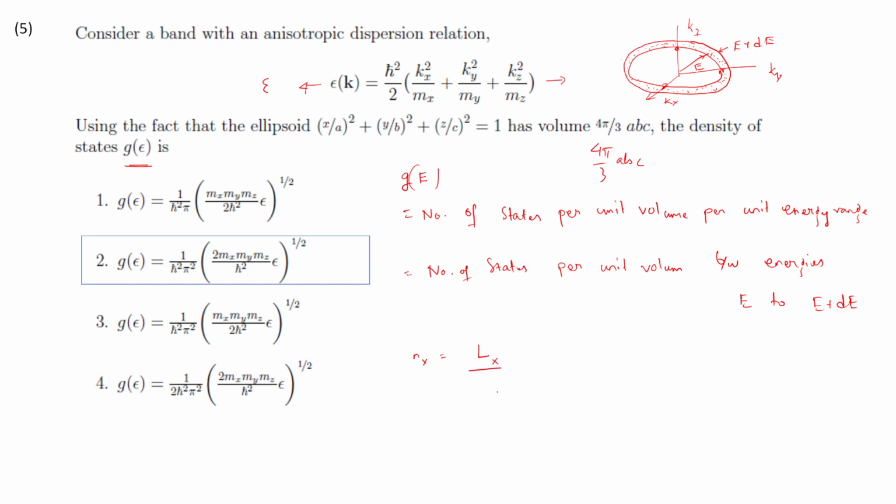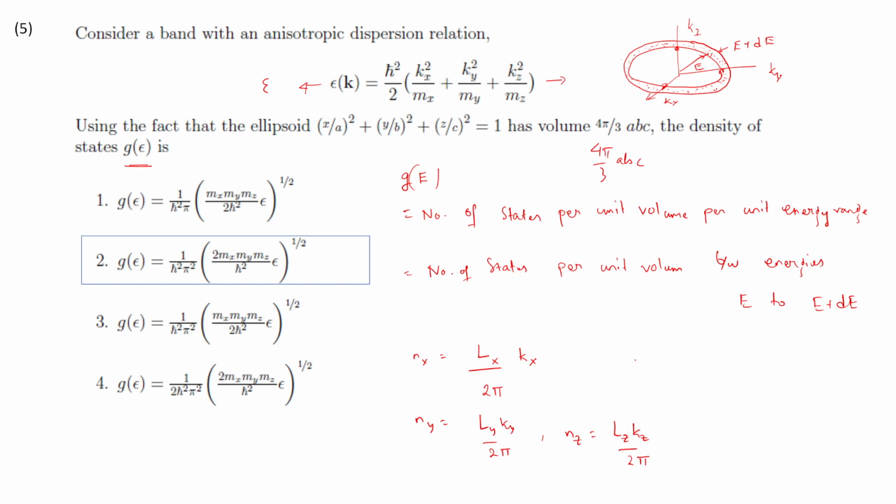So let us say that the volume. So what we have to do, if we want to find how much is the k space volume of one particular state, similarly ny equals ly ky over 2 pi and nz is equal to lz kz over 2 pi. This thing is clear, right? That this is how the states are counted.